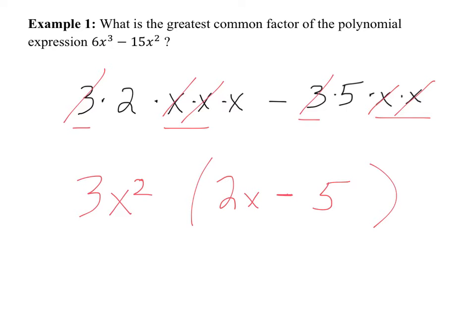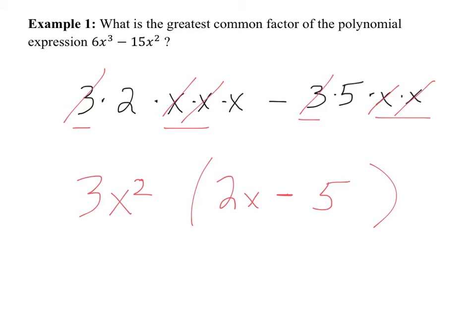How do I know that that's right? What can I do mentally? Redistribute it. You just did factoring, which is really the undistributive property, the anti-distributive, if you will. Just redistribute it to see if you're right. 3x squared times 2x gives you 6x to the third. That's right. 3x squared times negative 5 gives you negative 15x squared. So when you're finding the greatest common factor, when in doubt, just factor it all out. Take the prime factorization of all the terms, see what's in both of them, and then say what's left over. That's one way of approaching the problem.